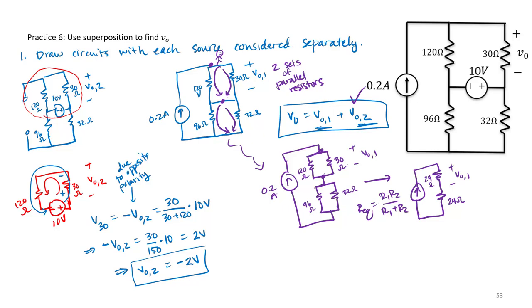So if I go ahead and find V01, all I need to do is consider I have 0.2 amps of current through a 24 ohm resistor. So therefore, by Ohm's law, V01 is equal to 0.2 amps times 24 ohms, which is equal to 4.8 volts.